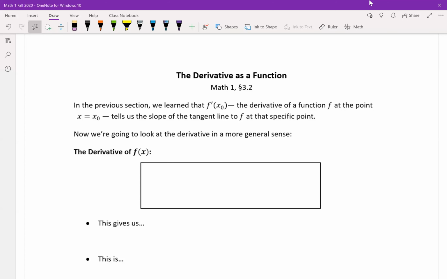Hello there, welcome to section 3.2. In this section, we're going to be looking at the derivative as a function.